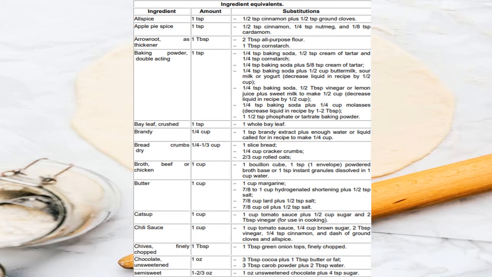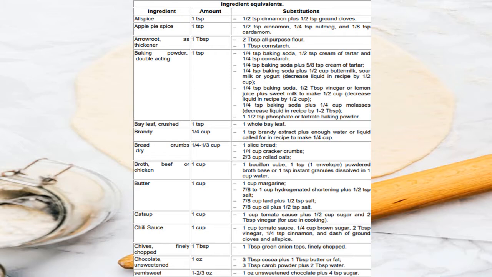And now let's move on to the ingredient equivalent. So we have here at the left side the ingredients, at the center the amount, and of course at the right side are the substitutions. Okay, let's start with the allspice. 1 tablespoon. Substitute 1/2 tablespoon cinnamon plus 1/2 tablespoon ground cloves.